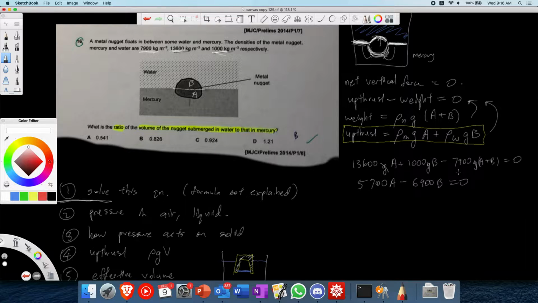Then we want to find the ratio of the volume submerged in water to that of mercury, so we want to find B over A. I believe that isn't too hard. That is just 57 over 69, and punching into the calculator, we get 0.826 to 3 SF. And that is in fact option B, and that is the correct answer.